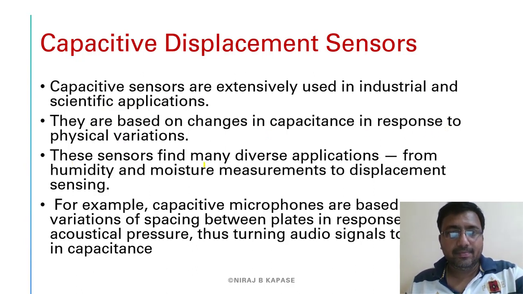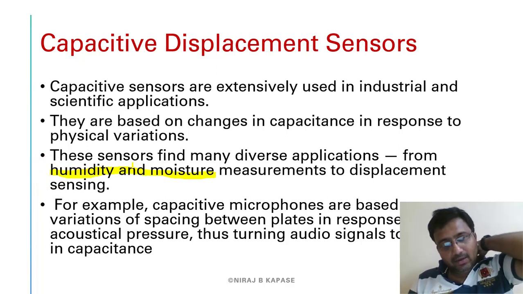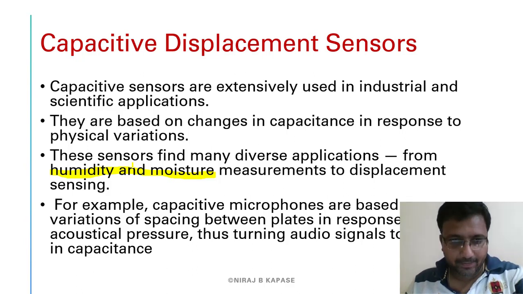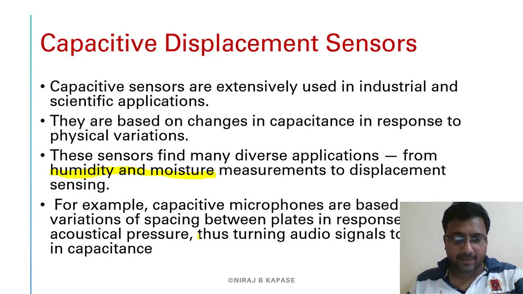So these sensors find many diverse applications, from humidity sensors or moisture sensors. We have humidity or moisture measurement sensors, and those are again capacitive based sensors, and the principle they use is displacement sensing only. For example, capacitive microphones are based on variations of spacing between the plates in response to acoustic pressure, thus turning audio signals into variation in the capacitance.